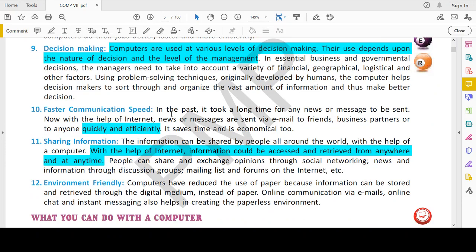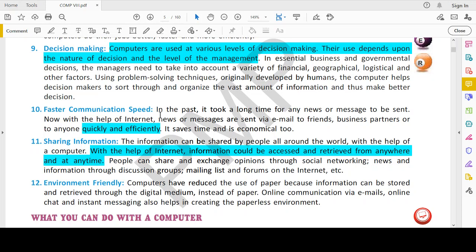So you just turn on your computer, open the mail application program and draft the message. Write the email address of the friend, click on the send button, it will be transmitted to the mail server. Your friend will log into the mail server to check the inbox and he or she will get the mail. So that is very fast. Communication has become very fast.